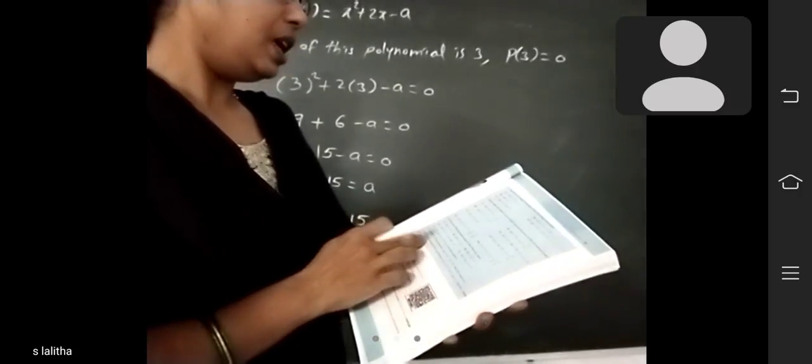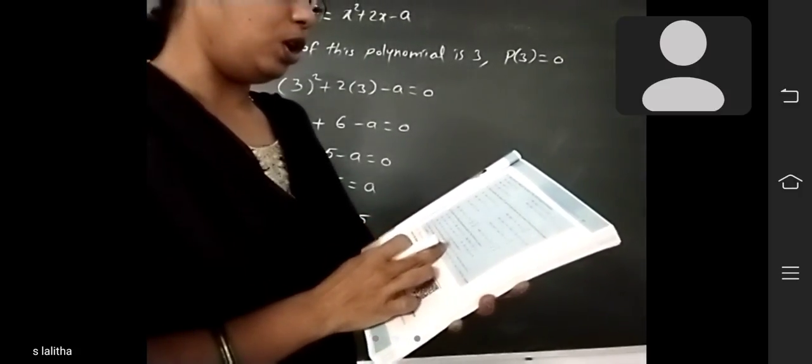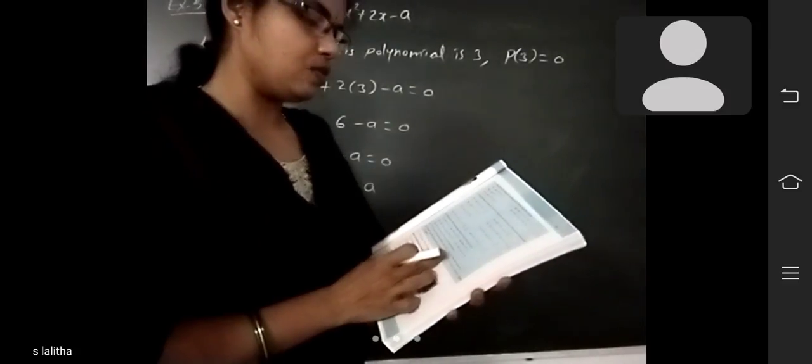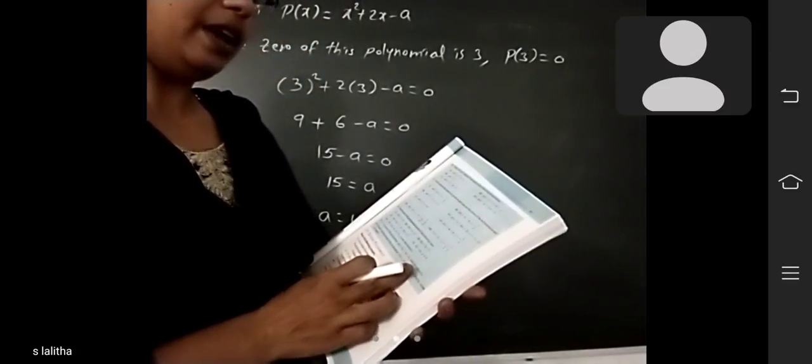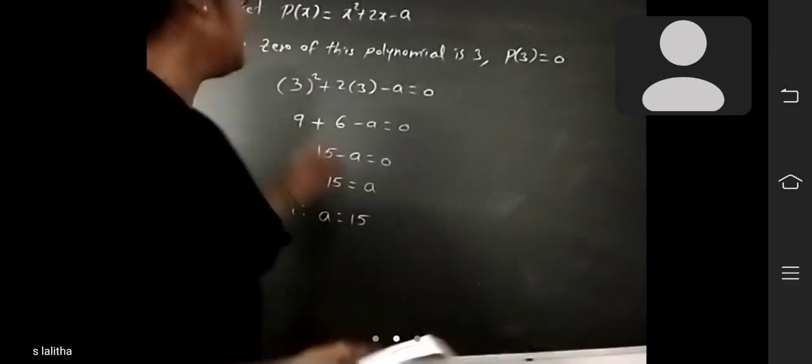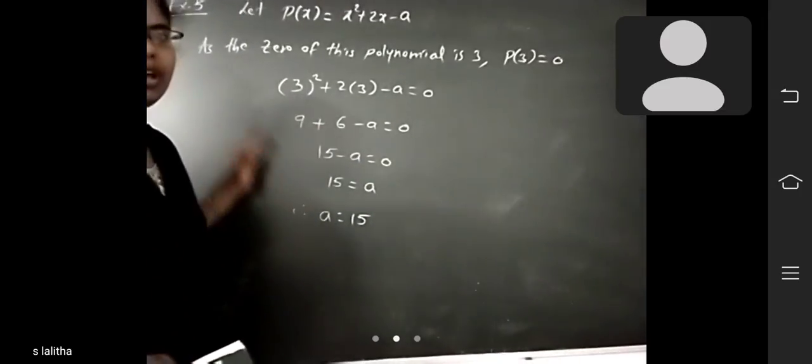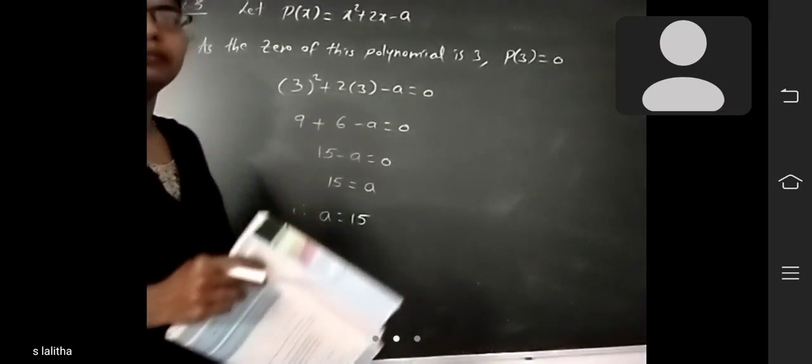And fifth one, see, if 2 is a zero of the polynomial, P of x is equal to 2x square minus 3x plus 7a. Find the value of a. Same as it is like this example 5. Okay, can you do, children?